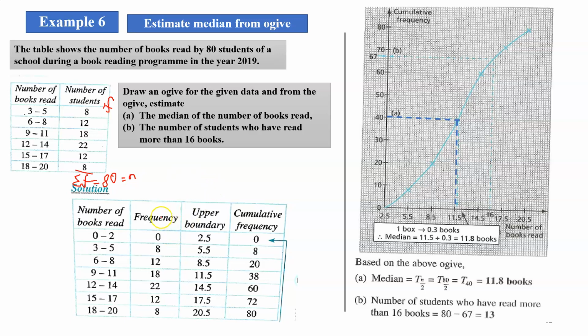So from here you have your F and then you have your upper boundary. You need to create your upper boundary. So what is your upper boundary? Kalau upper boundary means you have to plus 0.5. From here 2, so you need to plus 0.5, that's why you get 2.5. This one 5.5, this one 20.5, so you have your upper boundary.